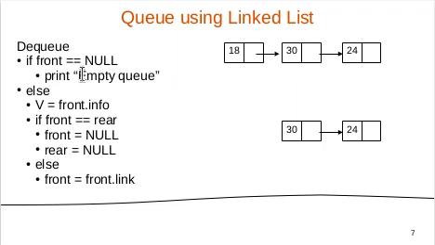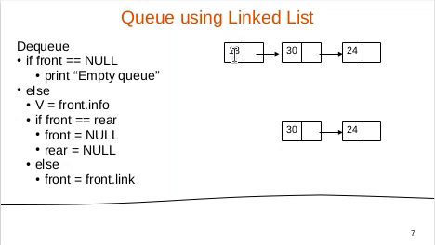In dequeue operation we have to check if it is a empty queue. So if front equal to null, then it is empty queue. Otherwise we can store the info part in any variable and do what we want to do. Then we have to check if front equal to rear, that means it is the last item to be deleted. If there is one item in the element, so after deleting this we will set front equal to null, rear equal to null. Otherwise front equal to front dot link, this was the front.